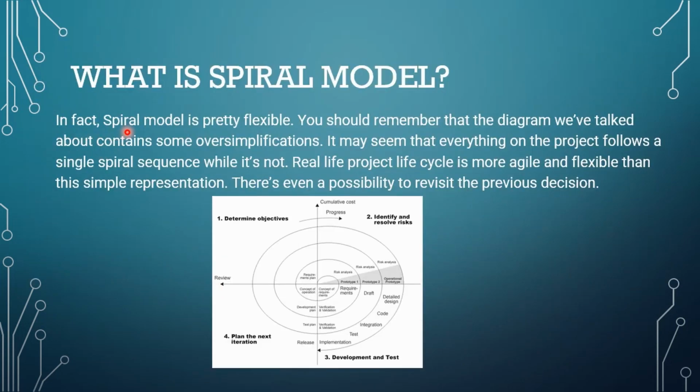In fact, the spiral model is pretty flexible. You should remember the diagram we talked about contains some oversimplification. It may seem that everything on the project follows a single spiral sequence, while it does not. A real-life project life cycle is more agile and flexible than this simple representation. There is even a possibility to revisit a previous decision.